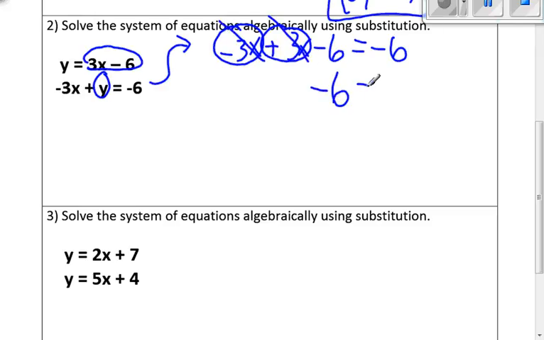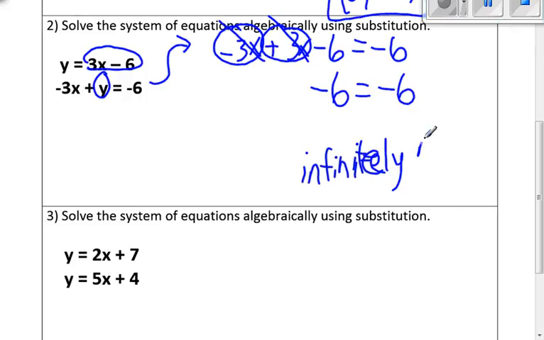So that leaves us with negative 6 equals negative 6, which, if you remember, means that there are infinitely many solutions. Think about what that means. If I was to graph both of these lines, they would just fall right on top of each other. So they're the same exact line. Or if I substitute any coordinate into the equations, it'll work for both. So any coordinate that works for one equation also works for the other one.